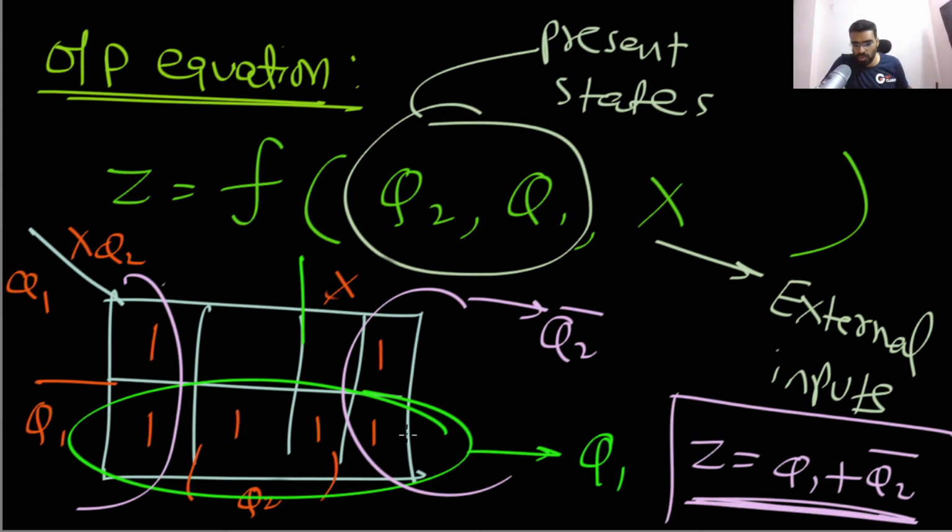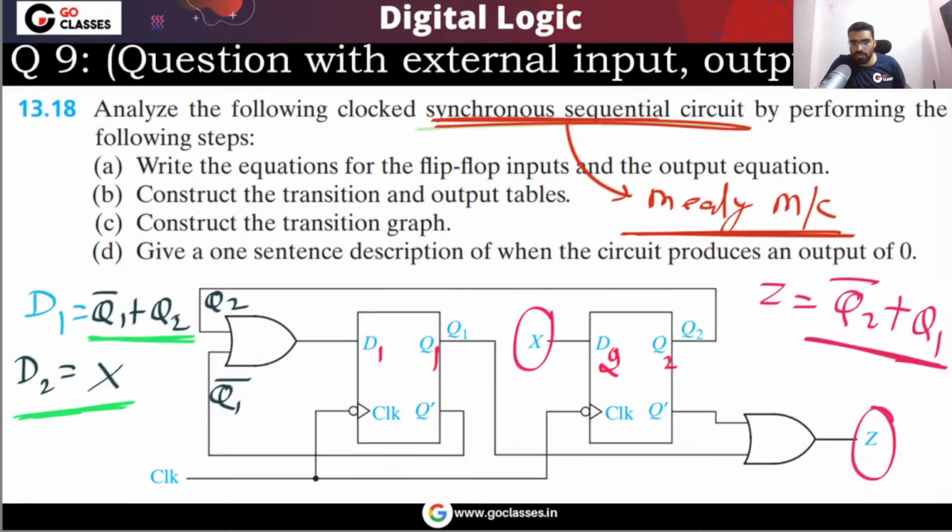z equal to q1 or q2 bar. Okay, but actually it is already given, right? Yes or no? For the state equation, you don't need to find the output equation. The output equation is already given to you.